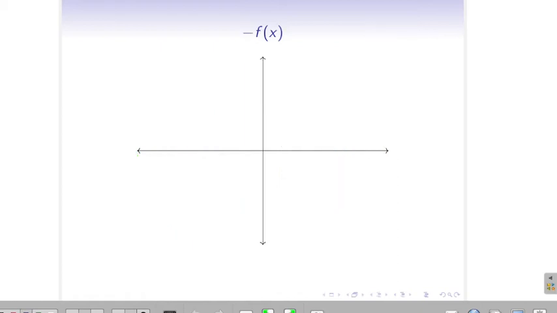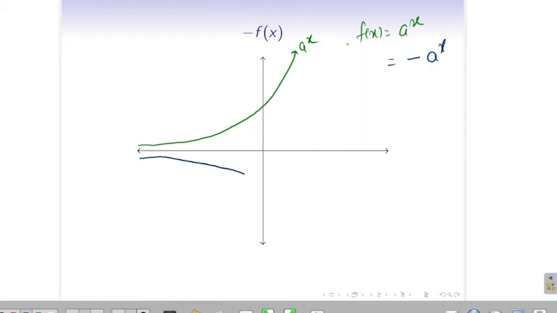If you multiply a function by minus 1, what will happen? Let's say I am taking an example of f(x) as a to the power x. This was the graph of a to the power x. If I multiply it by minus, meaning I want to draw the graph of minus a to the power x, it will make a mirror image with respect to the x-axis. So the new graph will be like this. This is the graph of minus a to the power x.